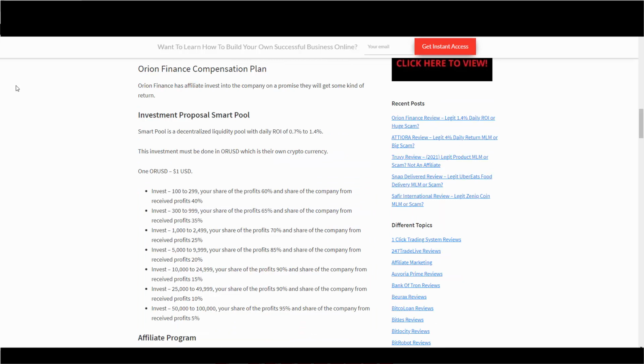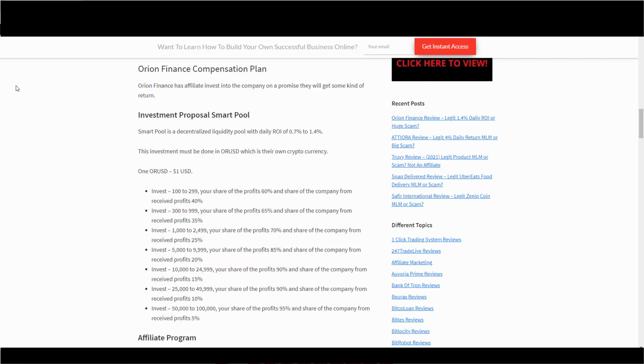The Orion Finance compensation plan has affiliates invest into the company on a promise they will get some kind of return. There are many different layers to this. The first one is the investment proposal, Smart Pool. Smart Pool is a decentralized liquidity pool with a daily return of 0.7 to 1.4%. The investment is done in ORUSD. I guess it's just Orion USD, maybe a short form. That's their own cryptocurrency. One ORUSD is worth $1 according to the company, and they have their own internal exchange. This is not publicly traded. This is internally traded at this point.